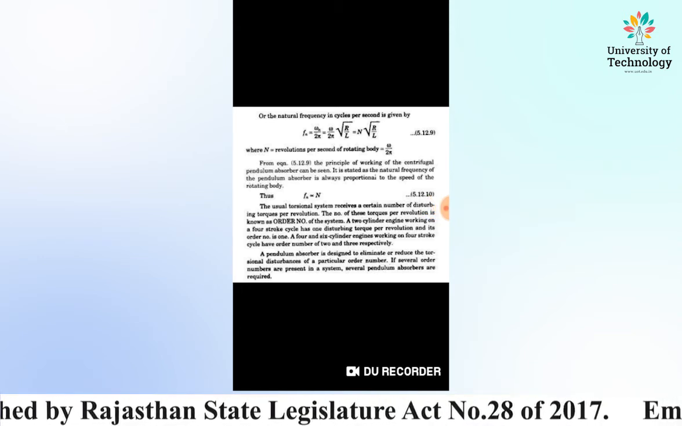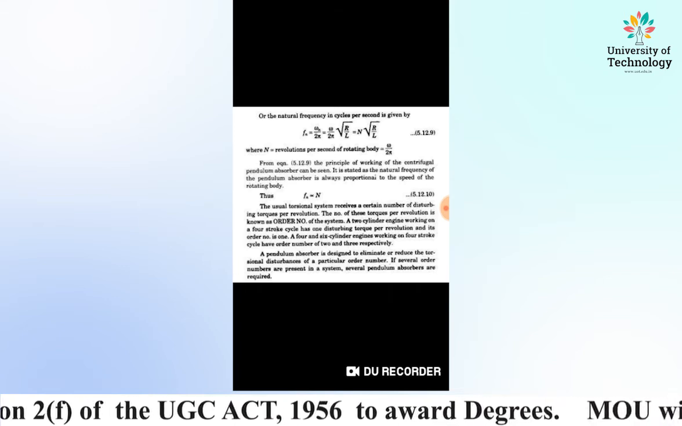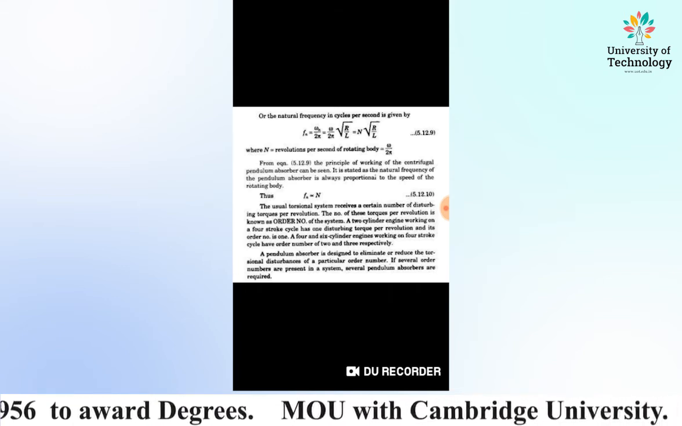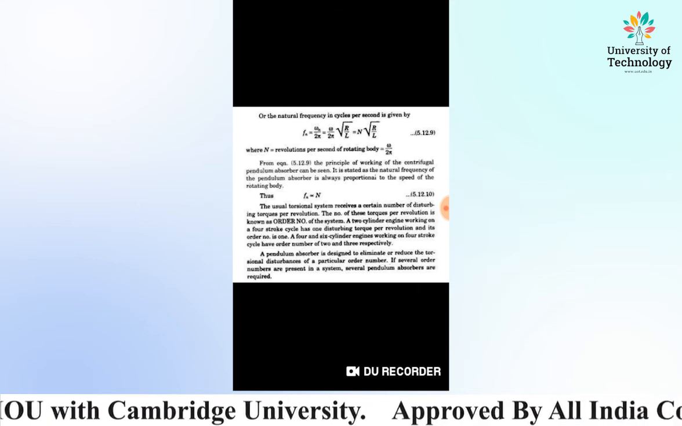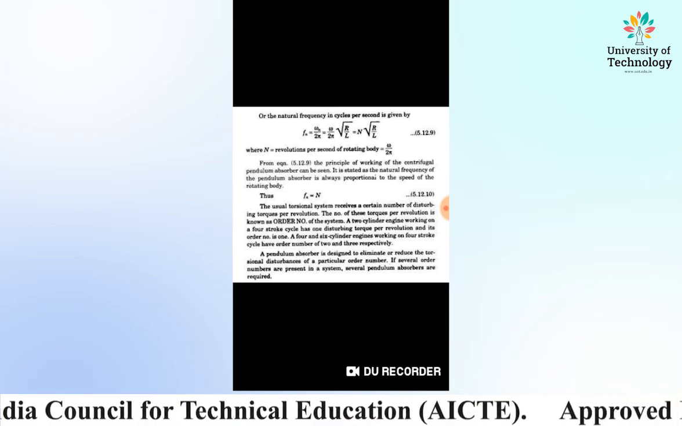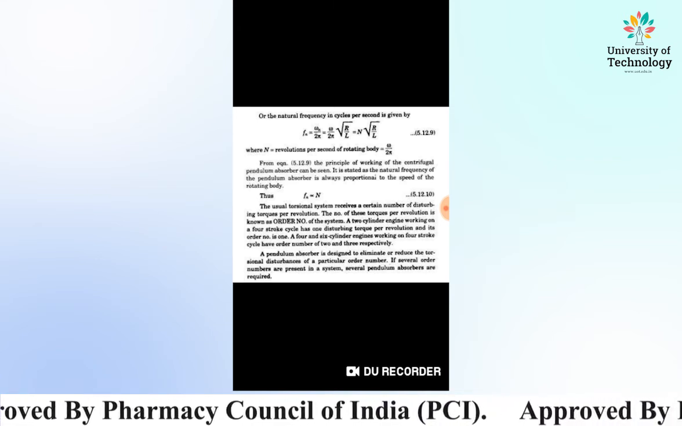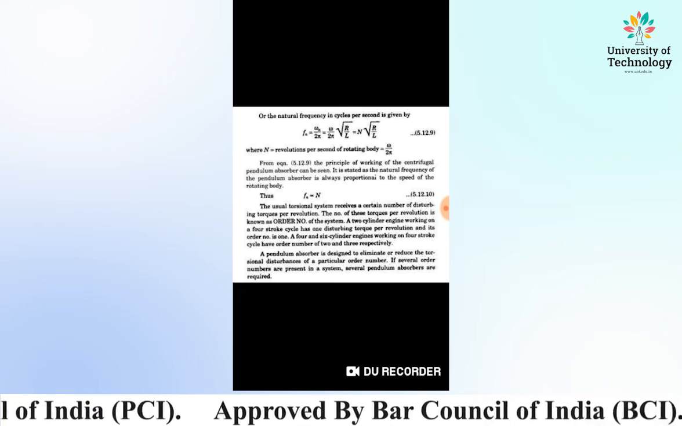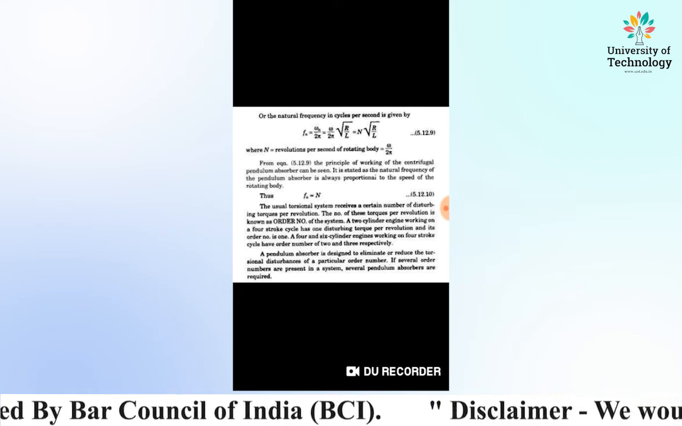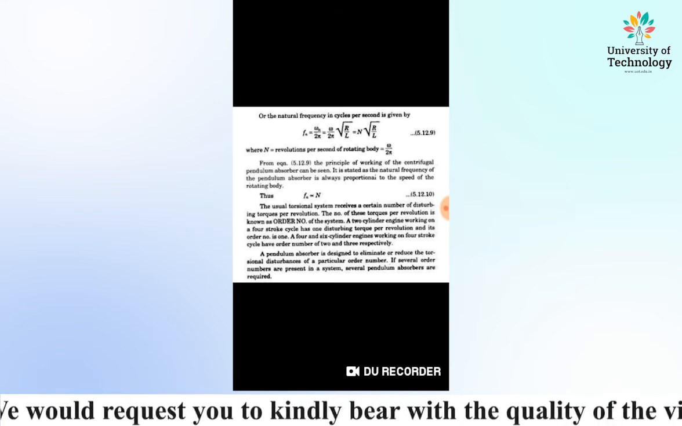Or the natural frequency in cycles per second is given by, we know that omega n is equal to 2 pi fn, from where fn is equal to omega n upon 2 pi. By putting the value of omega n, that is omega root R by L upon 2 pi, we find the value of fn is equal to capital N root capital R by capital L. Here, N is the revolutions per second of the rotating body, equal to omega upon 2 pi.